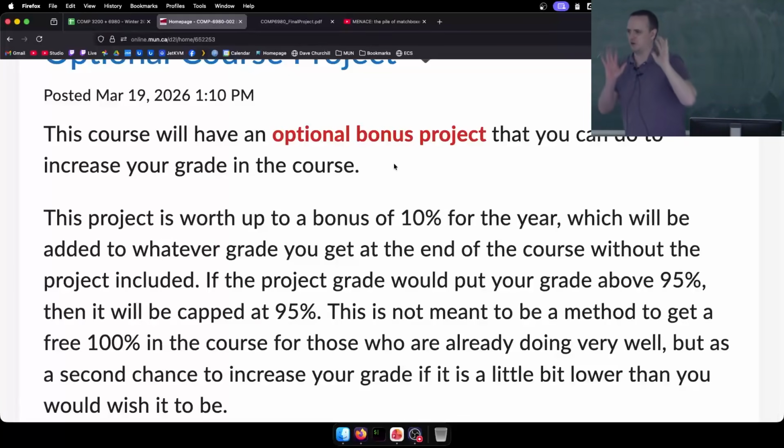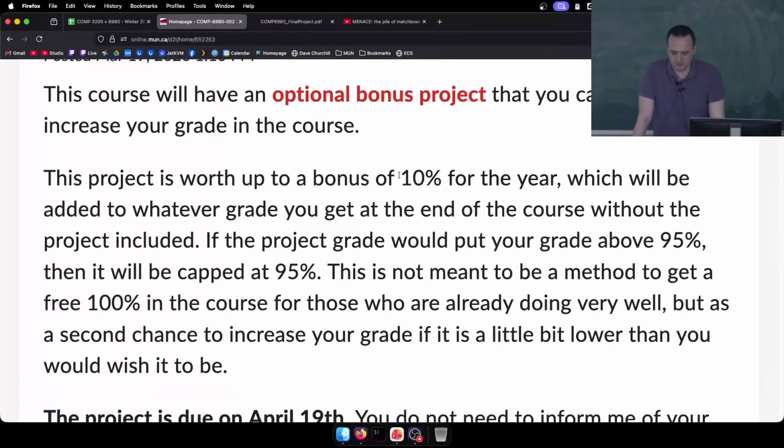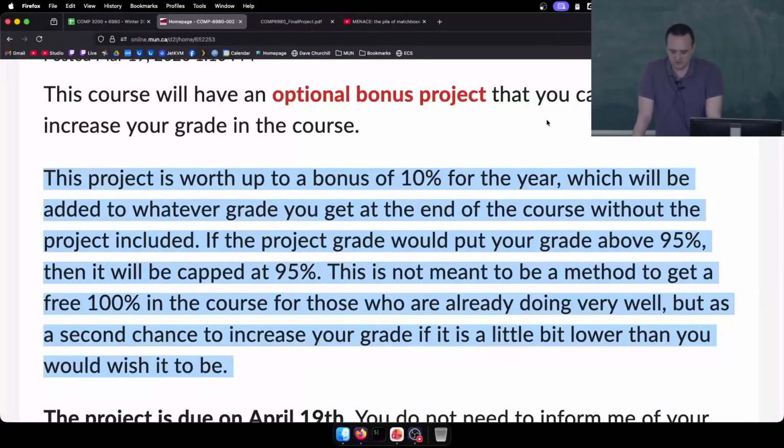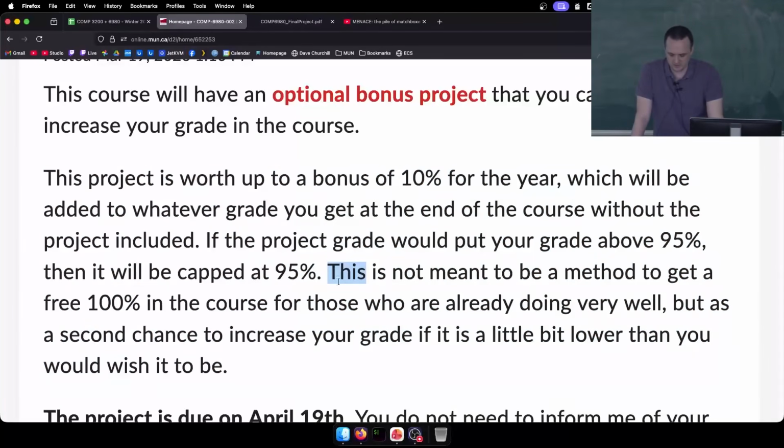You have to earn 100 in this course. You can't just get it with the project. This project is worth up to 10% bonus for the year, which will be added to whatever grade you get at the end of the course without the project included. It can't make you go over 95.